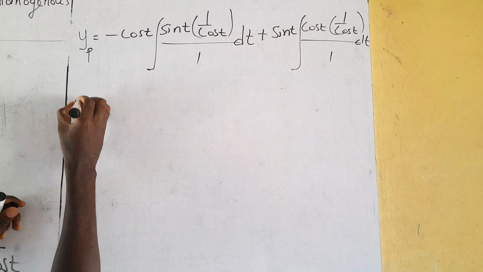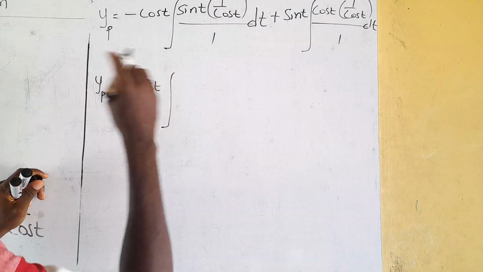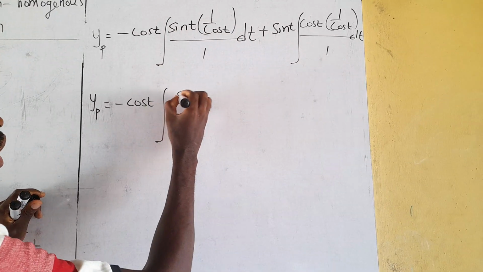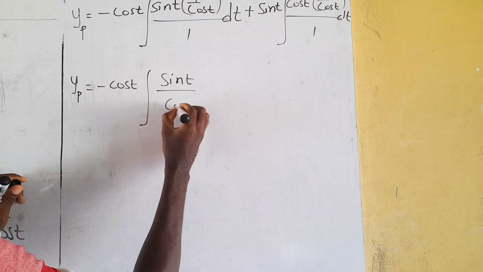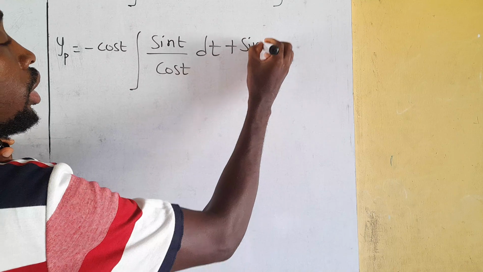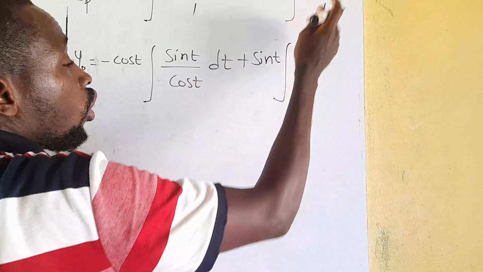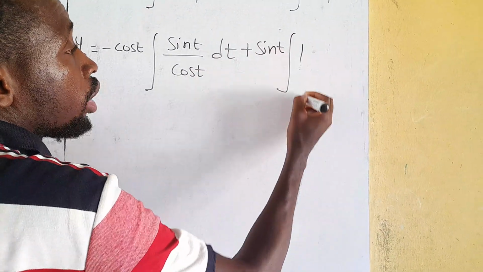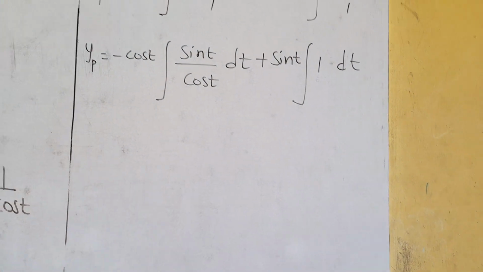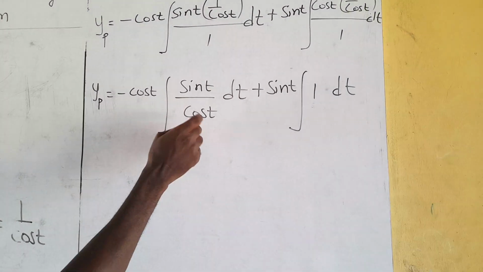So what are we having? We have our y of p to be equal to negative cos t bracket. So we want to divide this by that. 1 divided by any number is a number. Then this times this will be sin t over cos t dt plus sin t integral of 1 divided by that will still be that. Cos t times 1 over cos t will be 1. I hope you get that. So we have 1 dt. So what do we have? So we know that when we integrate this, it's just t, but what of this?